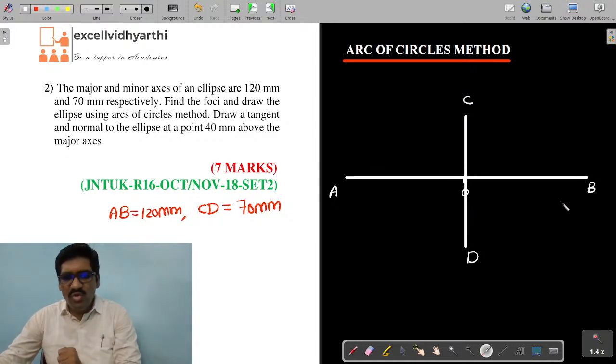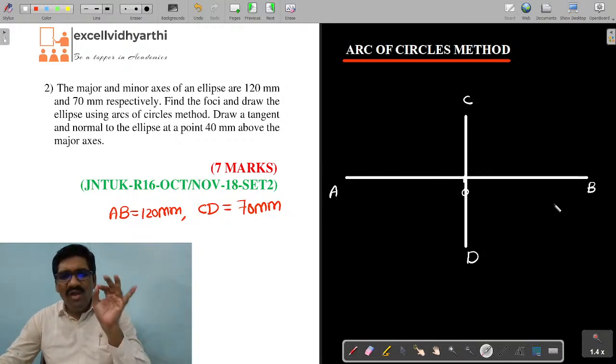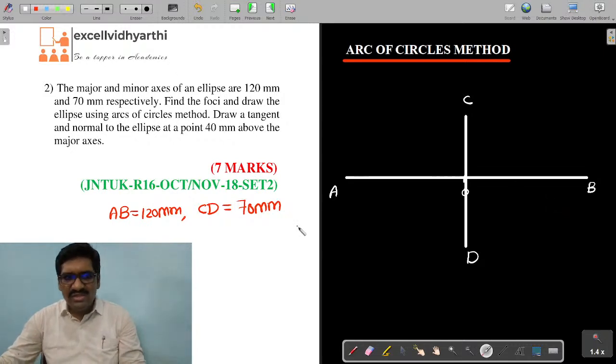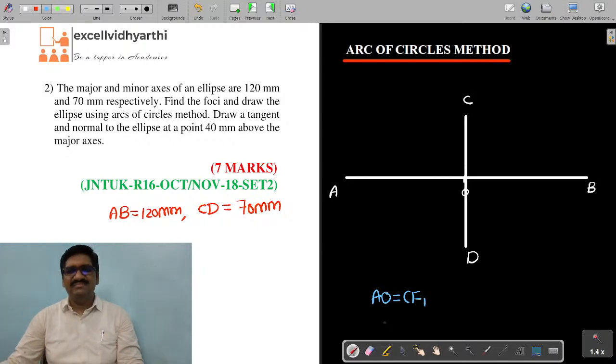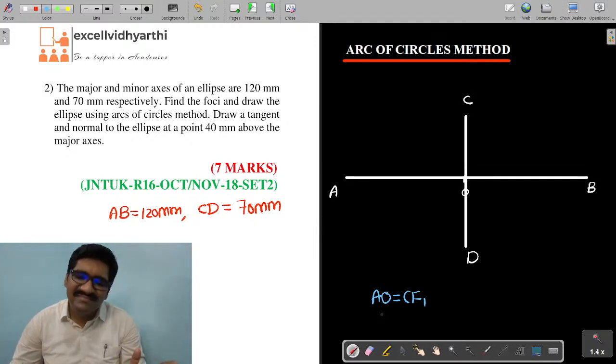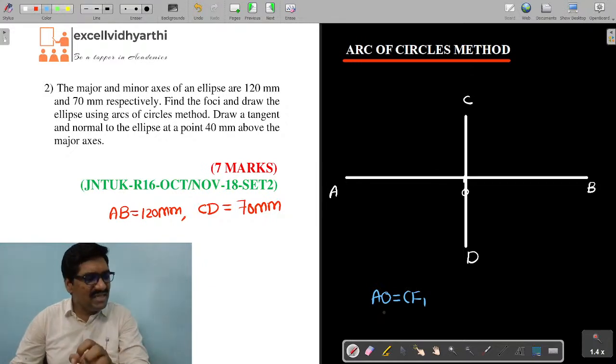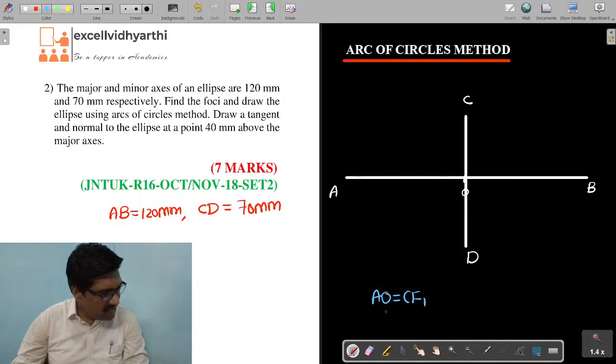What is the property? If you take any point on the ellipse, the distance from that point to the focus point will always be equal to half of the major axis. Listen carefully to what I am writing here. AO will always be equal to CF1. This proof is not required now. If you want to see this proof, check my previous classes. Proof is given actually. Now I am discussing from the exam point of view only. Are you following, all of you?